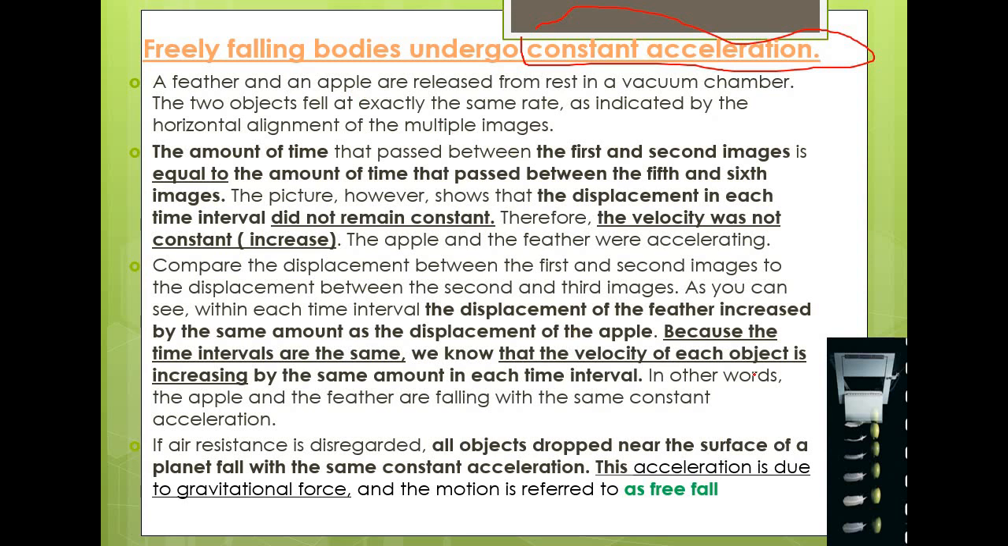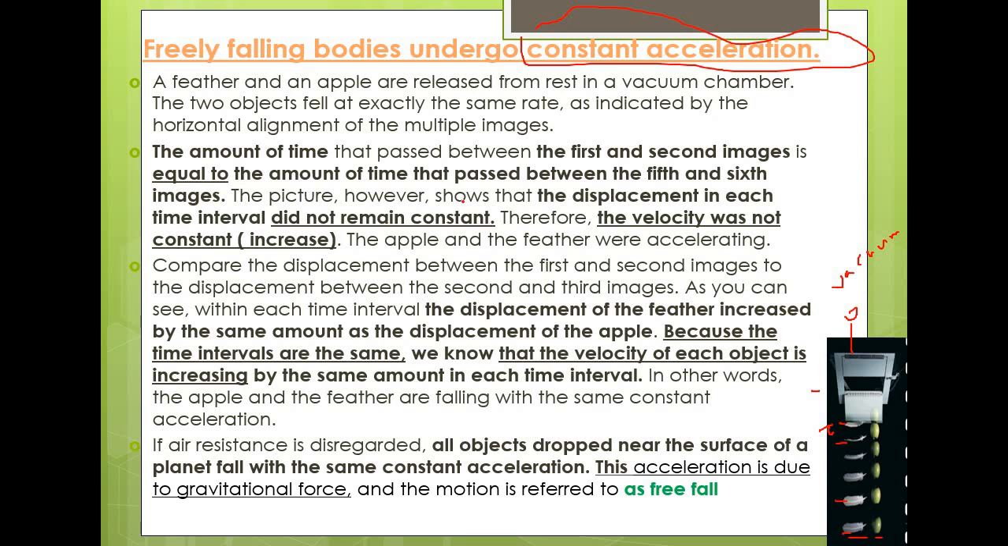For example, look at this image. A feather and an apple are released from this chamber. It is a vacuum chamber, so they are released in a vacuum. The two objects fall at exactly the same rate, as indicated by the horizontal alignment of the multiflash images. The amount of time that passed between the first image and the second image is the same as the amount of time between the fifth and sixth.